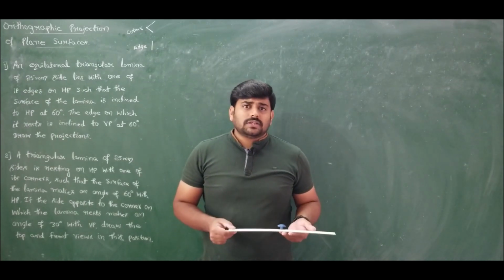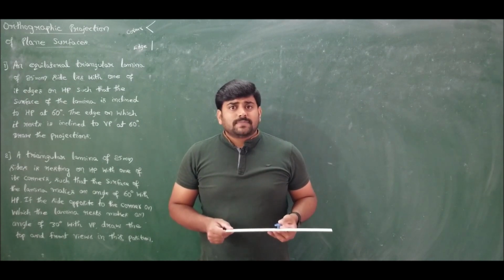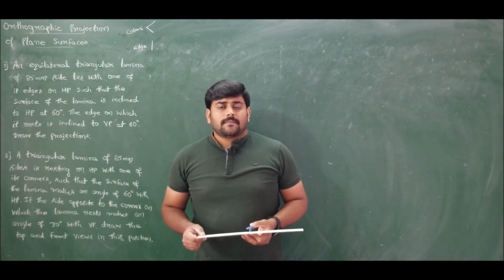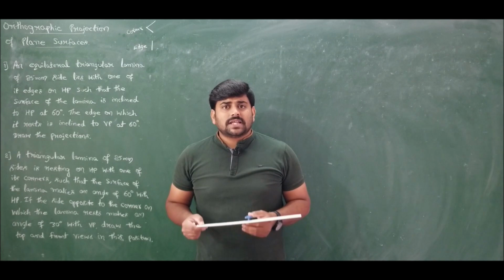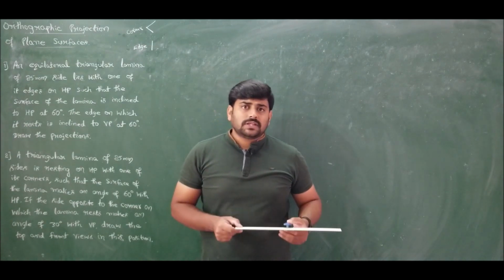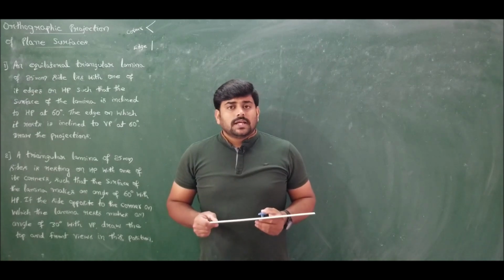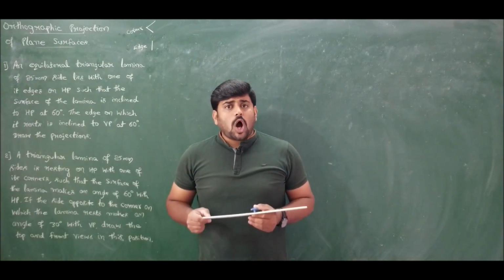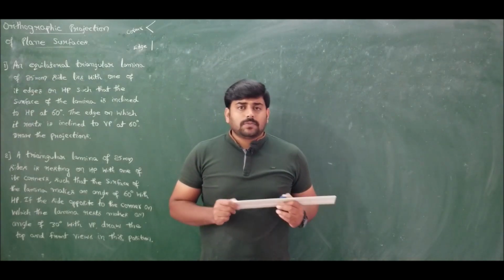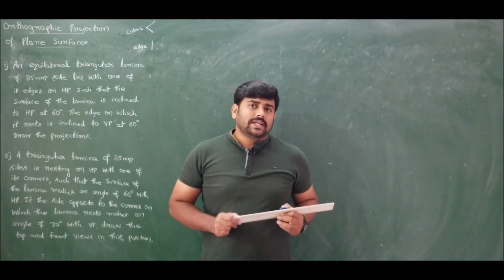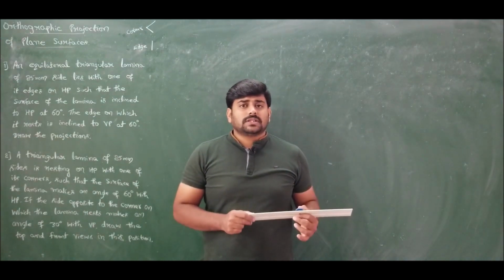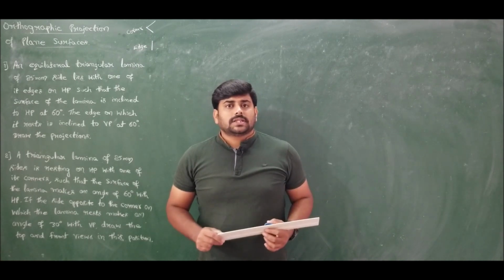In the second position we will show the inclination with respect to the plane on which it is resting. In the first position the lamina is resting on HP, means in the second position I will show the inclination with respect to HP itself. If in the first position the lamina is resting on vertical plane, then in the second position I will show inclination with respect to vertical plane, and in the third position I will show the remaining inclination.